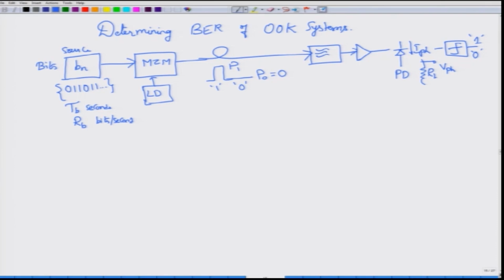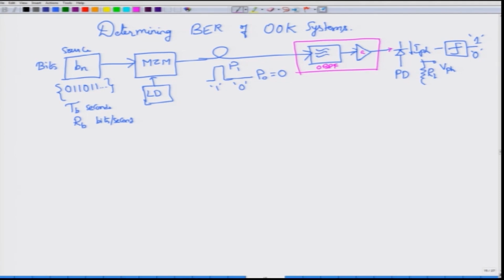For now, we will assume the amplifier and the band pass filter combination that we have does not really enter into the picture. In fact, it is not required because the detection can be done, or the basics of the bit error rate can be established, without reference to these. The effect of having a gain and an optical band pass filter can be added later or discussed later.